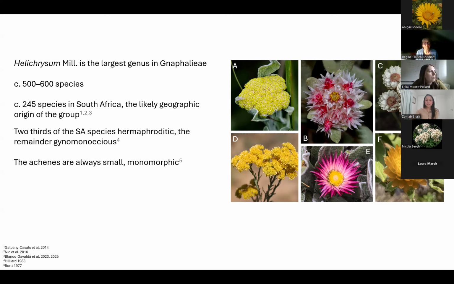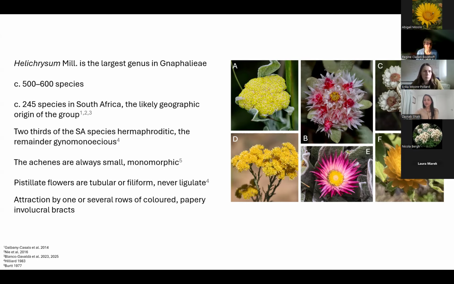The achenes of Helichrysum are always small and monomorphic. So if you look at achenes from female versus hermaphrodite flowers, it's impossible to tell them apart. They look completely identical. And the pistillate flowers are tubular or filiform, never ligulate. So they never have this attractive petaloid ligule. And instead, attraction is performed by one or several rows of colored papery involucral bracts.